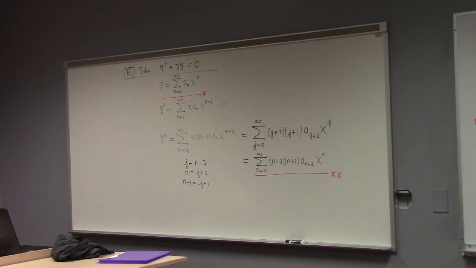So we have, what did you tell me? Minus 1 to the k, 3 to the k, a sub 0, divided by, 2k factorial.